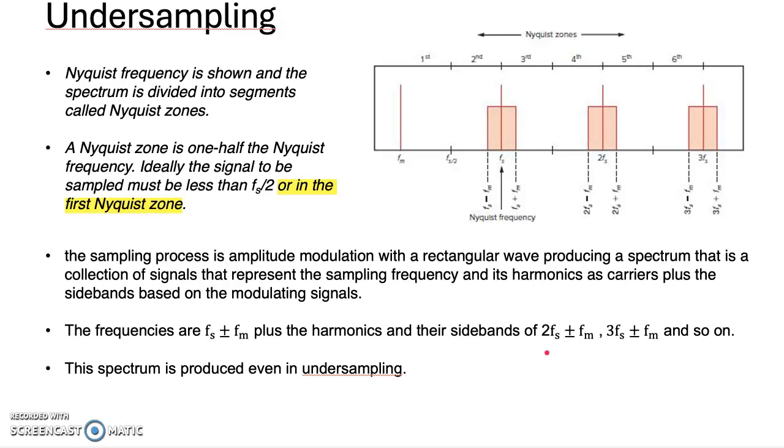So let's talk about the Nyquist zones with respect to undersampling. The Nyquist frequency is shown and the spectrum is divided into segments called Nyquist zones. A Nyquist zone is 1/2 of the Nyquist frequency. So Fs over 2 is the interval for each zone. The first Nyquist zone will be from 0 to Fs over 2.